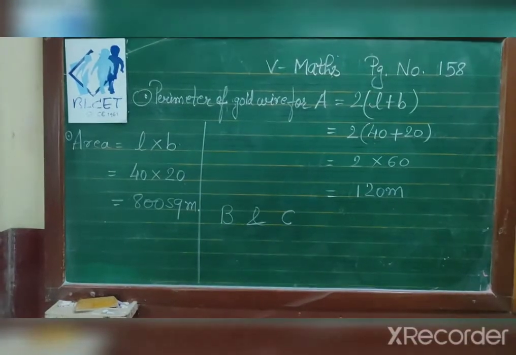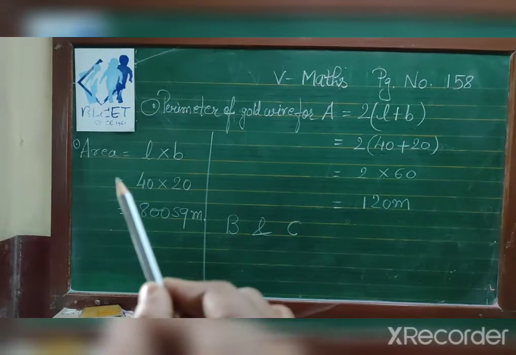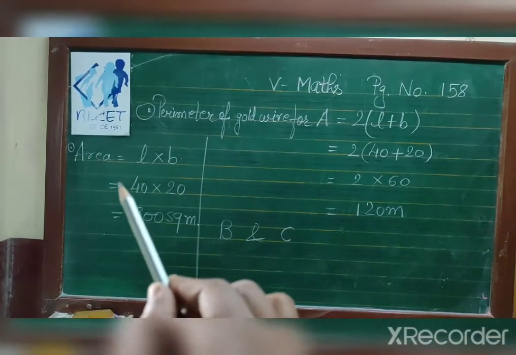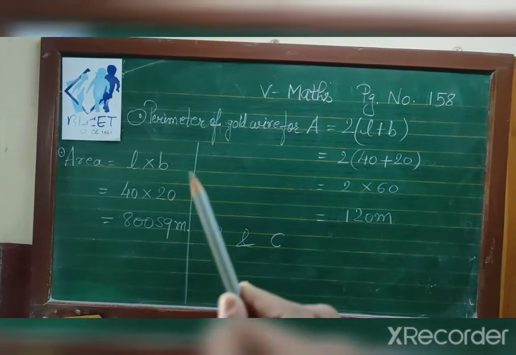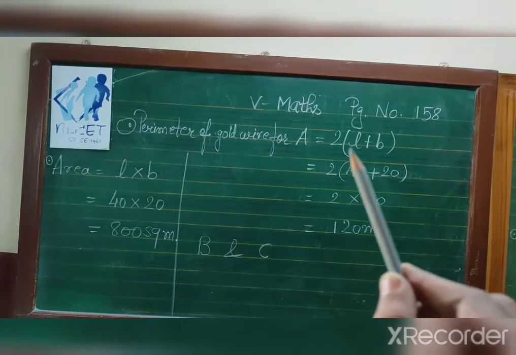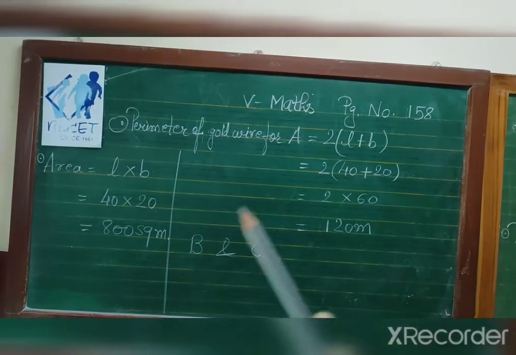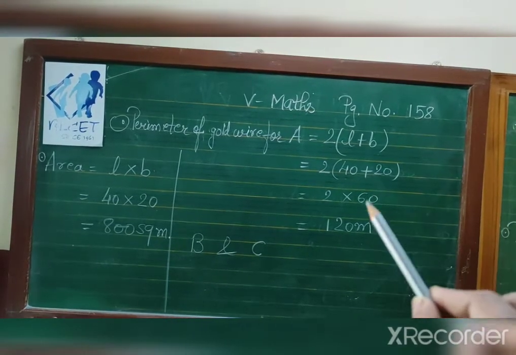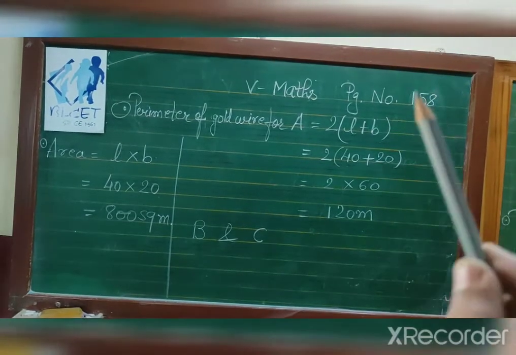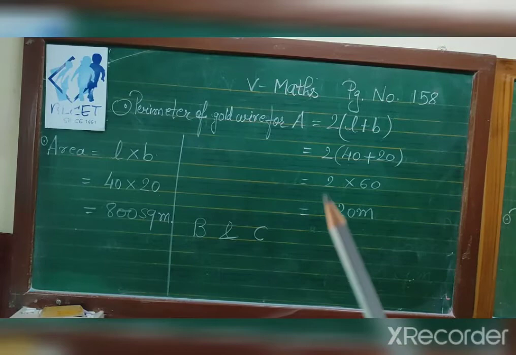So you will write area of rectangle A here. I am not having a space, that's why I have not written, but area I have written. So area of rectangle A equal to length into breadth, 40 into 20, that means 800 square meter. Now perimeter of gold wire for A is equal to 2 in the bracket length plus breadth. Length is 40, breadth is 20. 40, 20, 60, 2 into 60, 120 meter. B and C area also you will calculate, and perimeter also you will calculate for rectangle B and C.